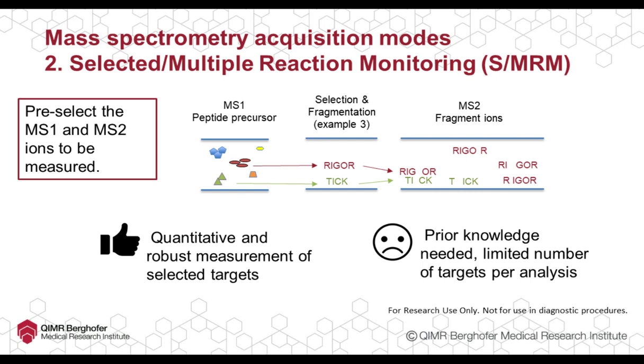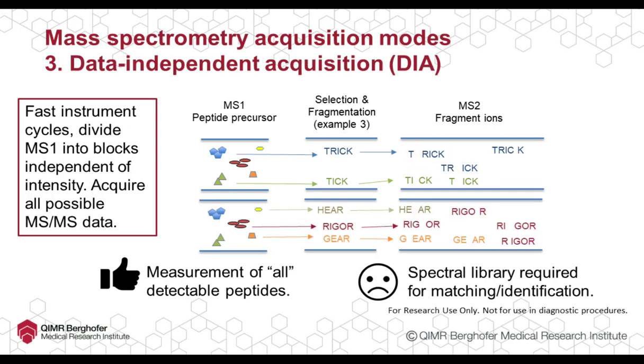This technique gives very robust measures of the particular selected targets, and it gives good quantitation. However, it requires prior knowledge, and there is a limit to the number of targets that one can use for analysis. But it's a highly quantitative measure. So can we have a method that measures all of the MS1 and gives good quantitation? This is what the newer data-independent acquisition technique wants to achieve.